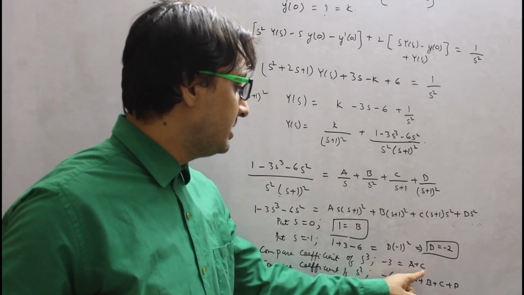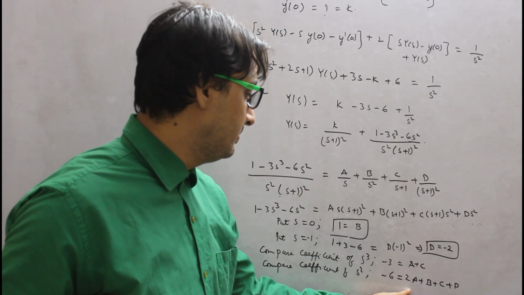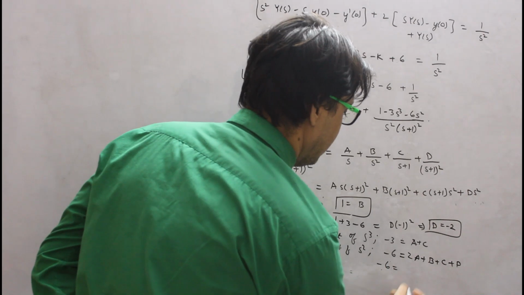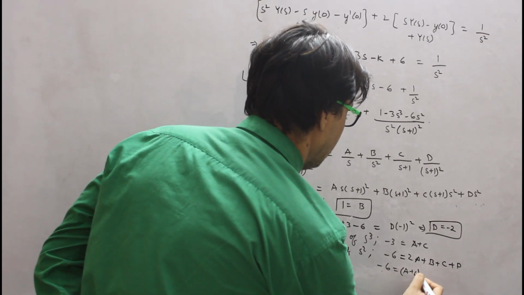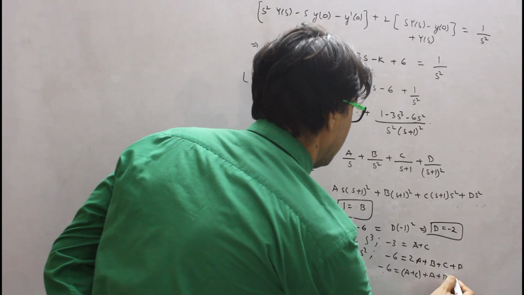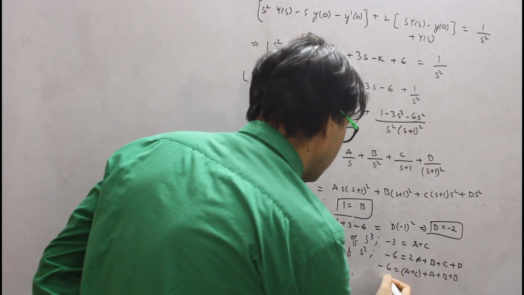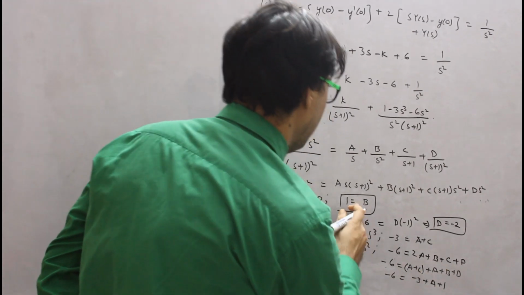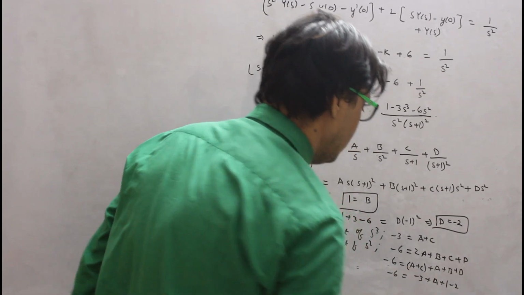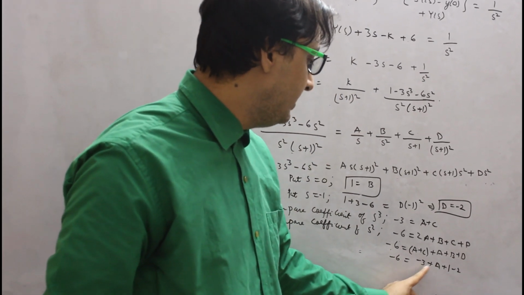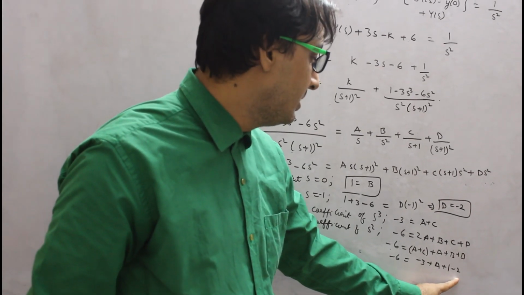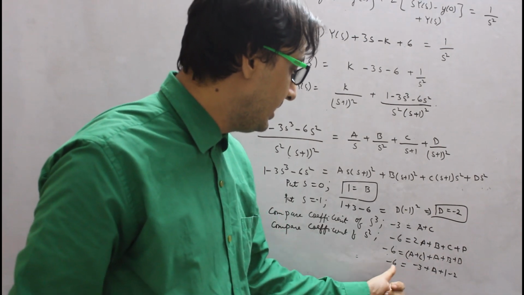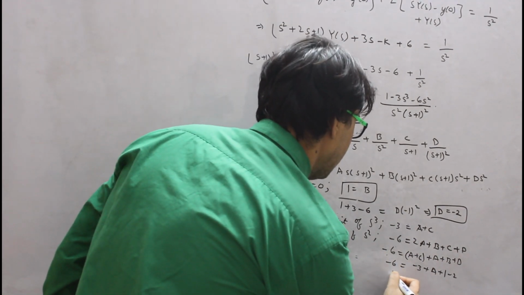Now we can use A plus C is equal to minus 3 in this equation. How will we use it? We can write this equation as minus 6 is equal to A plus C plus A plus B plus D. If we put the values, minus 6 is equal to minus 3 plus A. What is the value of B? 1. What is the value of D? Minus 2. So minus 3 and minus 2 becomes minus 5, minus 5 plus 1 becomes minus 4.